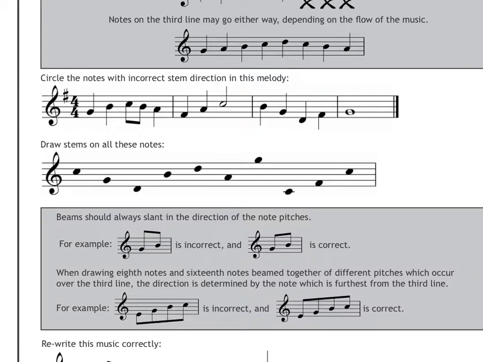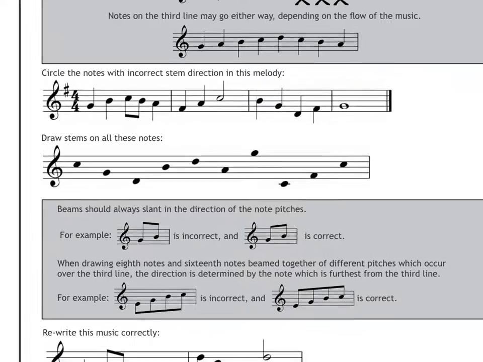So, two little exercises here. It says to circle the notes with incorrect stem direction in this melody. You know that the notes on the lower part of the staff should go up, and notes on the higher part of the staff should go down. So check that out and circle the notes with incorrect stem direction. The next exercise: draw stems on all these notes. You know what the convention is. Notes on the lower half go up, notes on the upper half have stems going down. You can do that at the end of this quick little lesson.